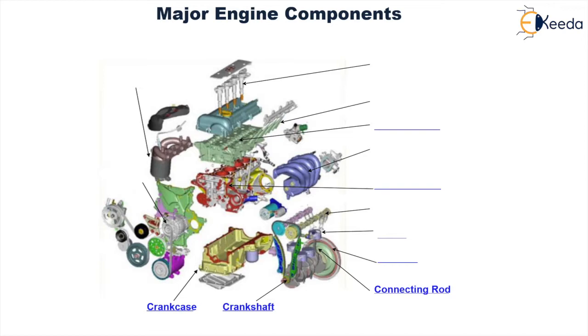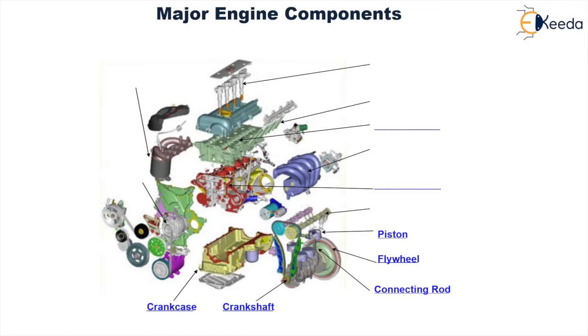Whatever energy is generated through the rotary motion of the crankshaft is stored in the flywheel. This flywheel provides a surface for the attachment of the clutch. Then you have the piston, which is the basic reciprocatory element of an engine, which transfers the work generated because of the combustion of the fuel by reciprocatory motion, which is further converted into rotary motion on the crankshaft.